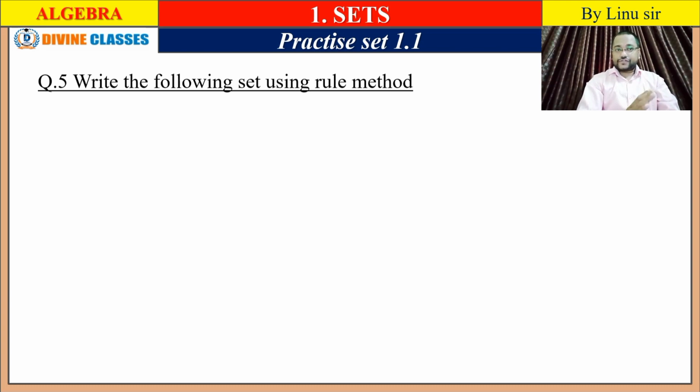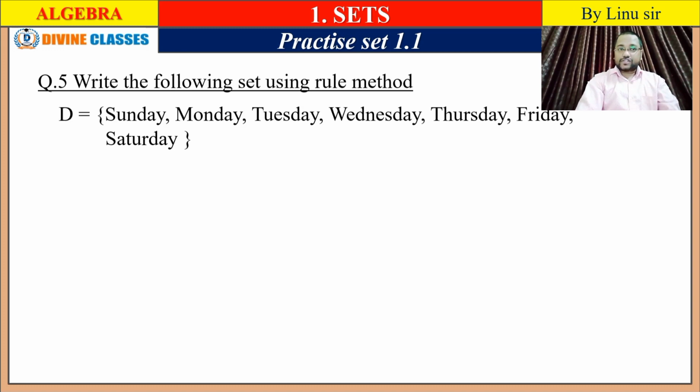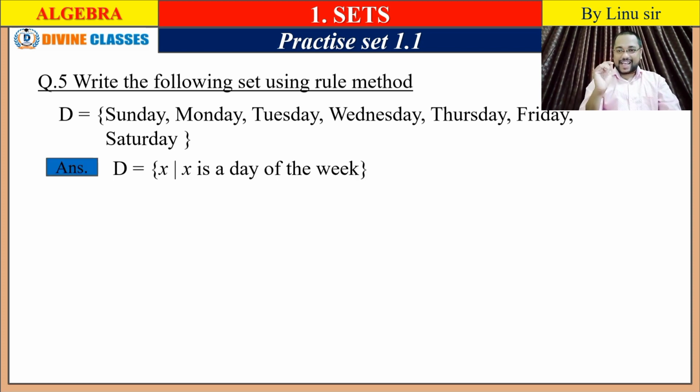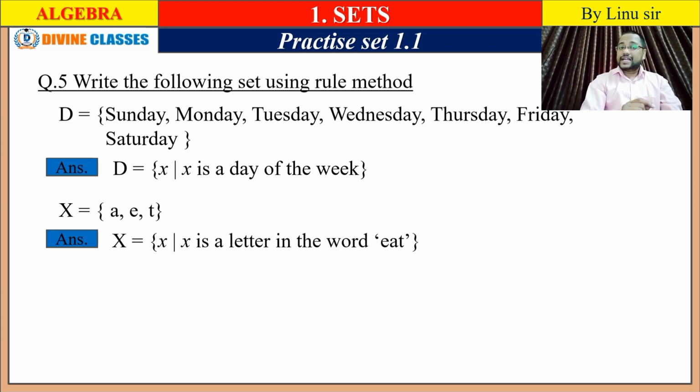Question number 5th. Next question. D is equal to Sunday, Monday, Tuesday, Wednesday, Thursday, Friday, Saturday. Theek hai, ye bachcha bachcha jaanta hai ki these elements are days of the week. So the answer will be in this manner: D is equal to curly bracket open x such that x is a day of the week.